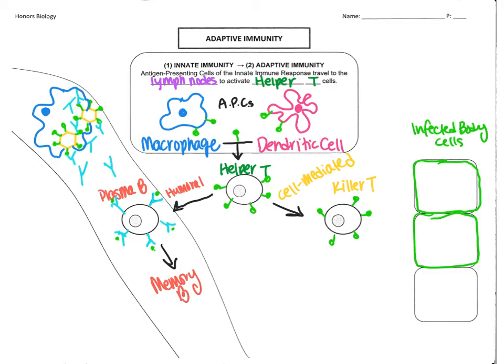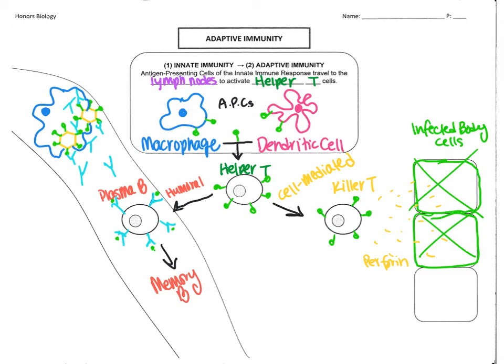So this killer T cell will release a ton of bullets called perforin. Pew pew. And these bullets are going to puncture and cause these infected body cells to explode. So you could just draw kind of like big X's through them because they're going to explode as a result of this perforin. So if you want, you can label perforin here.